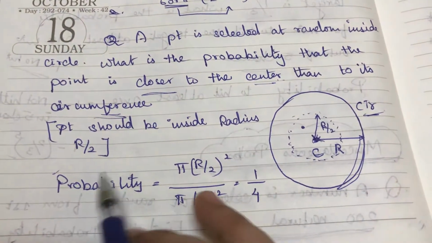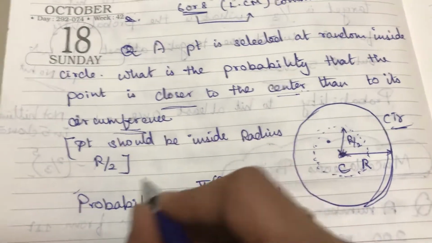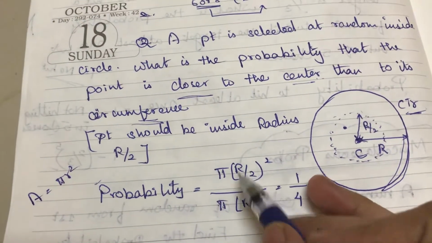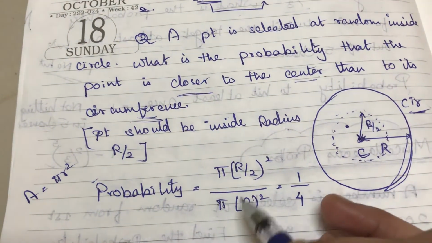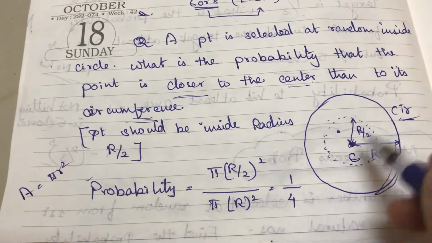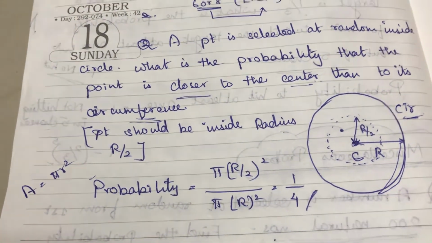So I can easily write the probability, which is equal to the area. For a circle, the area is pi r square. So the first R is R by 2 and the second R is the whole R. So this is the favorable case over the total case. So I will get the answer as 1 by 4.